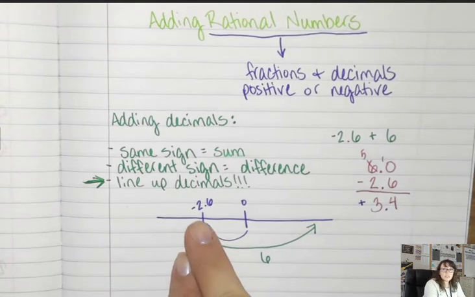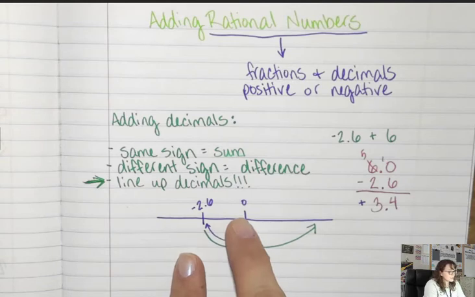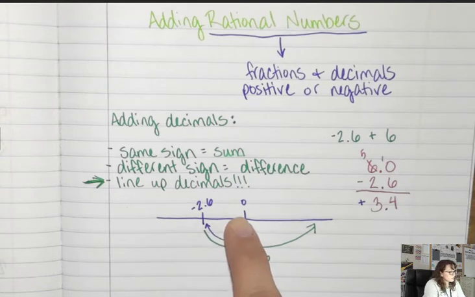Now, from here to here was 2.6. From 2.6, how much more do I need to get to 6?